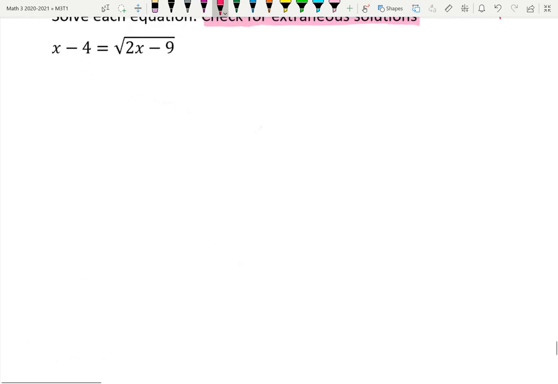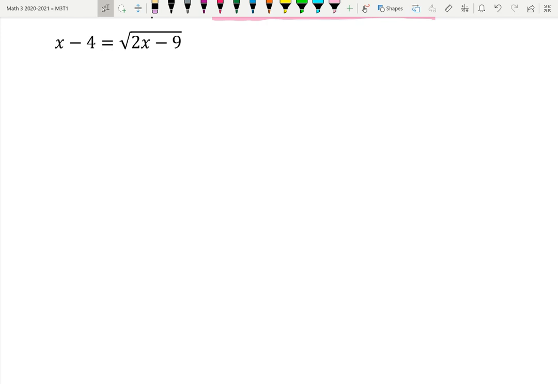So I see this right here, and the radical is by itself. There are no terms on the side of it or in front of it. And I know that when they don't write an index, it is assumed to be a square root. So what I need to do to both sides is take x minus 4, and the whole right side, which is the square root of 2x minus 9, and raise them both to the second power.